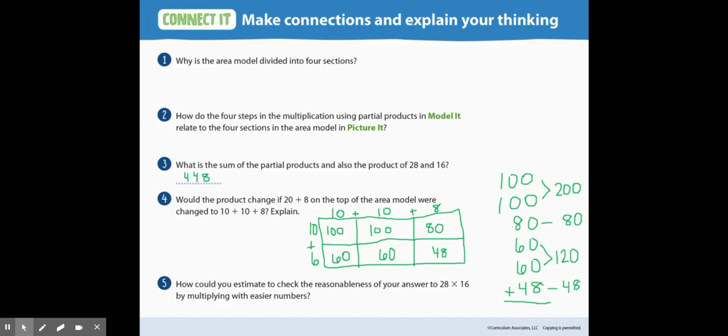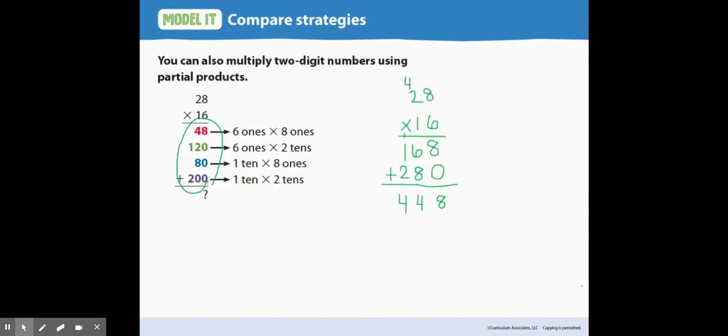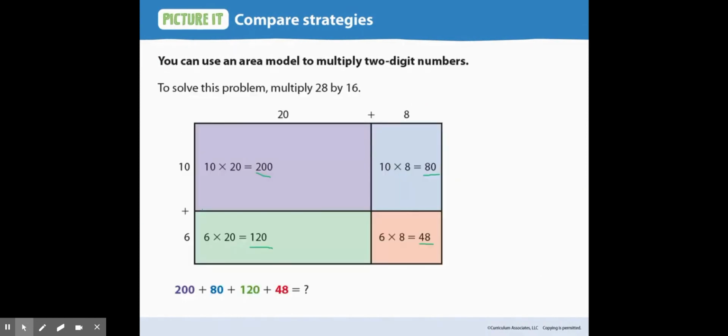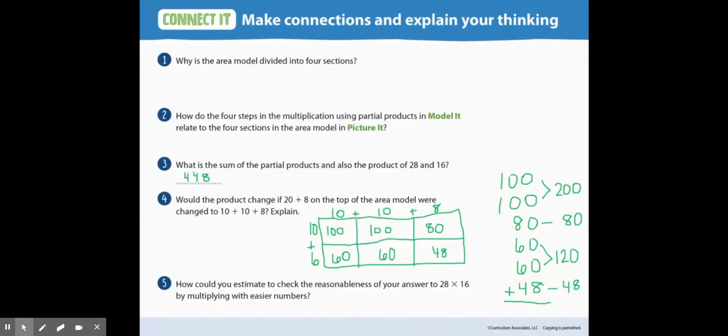So if we look at our numbers here, 280, 120, and 48, those are still the exact same numbers that we looked at before. So no, the product would not change if we change the area model to 10 plus 10 plus 8. Basically, we're still using the same numbers. 10 plus 10 plus 8 is still 28. We just broke it down a little bit further.